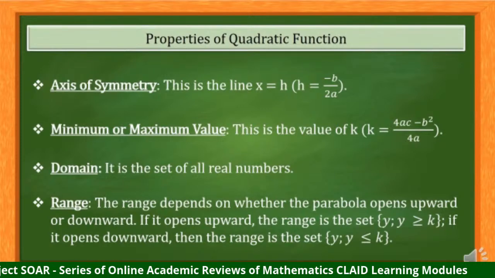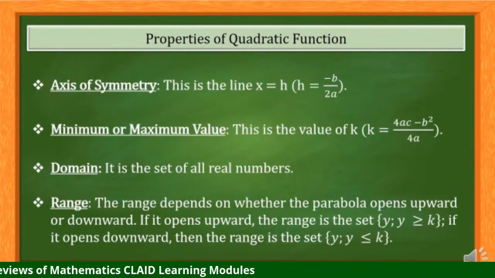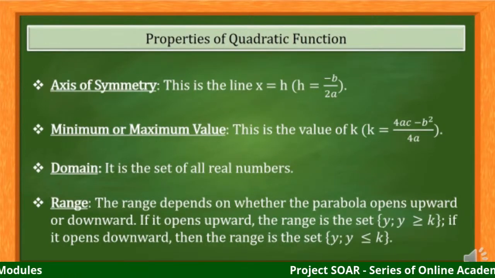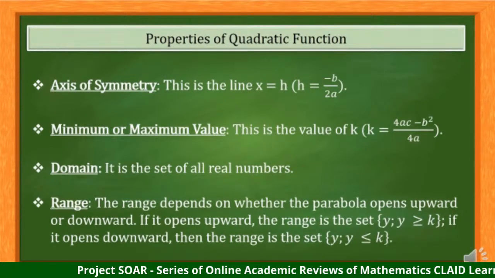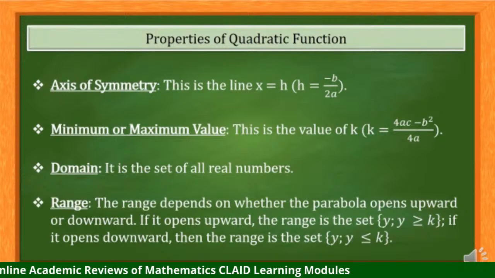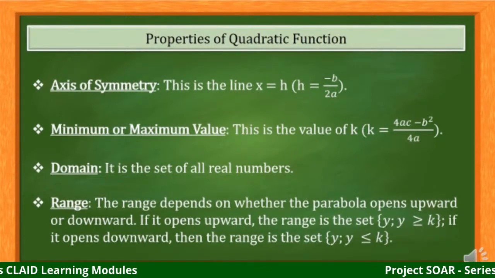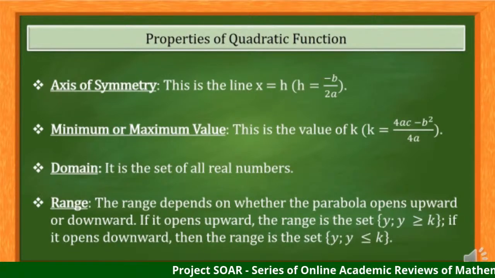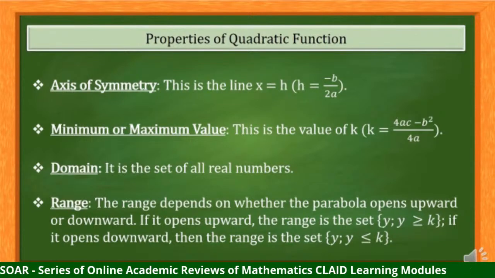Next is the minimum or the maximum value. This is the value of k. For the domain, it is the set of all real numbers, and lastly is the range. The range depends on whether the parabola opens upward or downward. If it opens upward, the range is the set of all y such that y is greater than or equal to k. If it opens downward, then the range is the set of all y such that y is less than or equal to k.